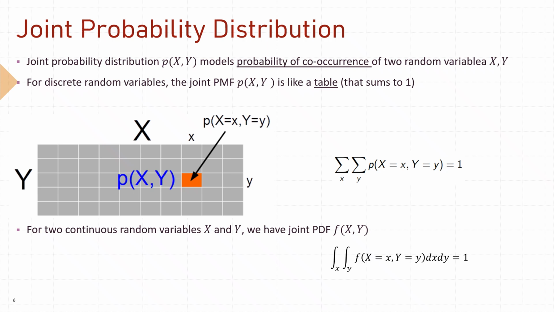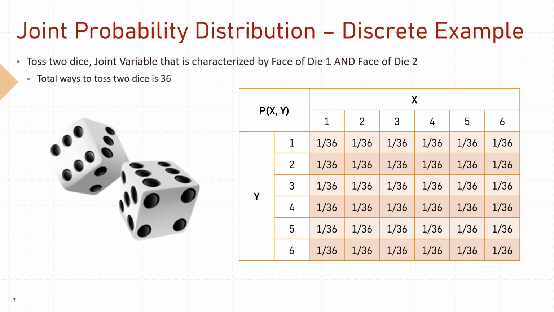The sum of all possible joint probabilities in a joint distribution equals 1, as it encompasses all possible combinations of x and y in both discrete and continuous cases. When you toss two dice, you're dealing with a joint random variable that is determined by the outcomes, or faces, of both dice. Each die has 6 faces, numbered from 1 to 6.